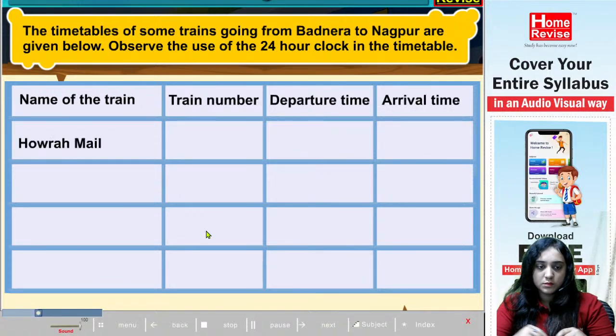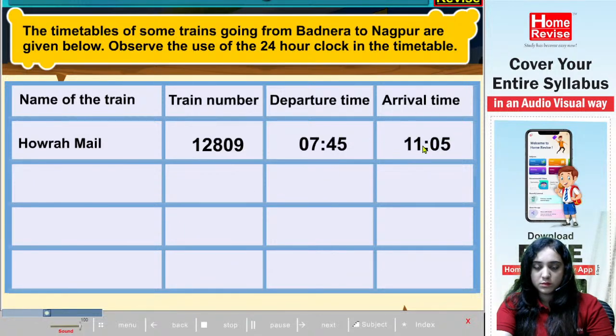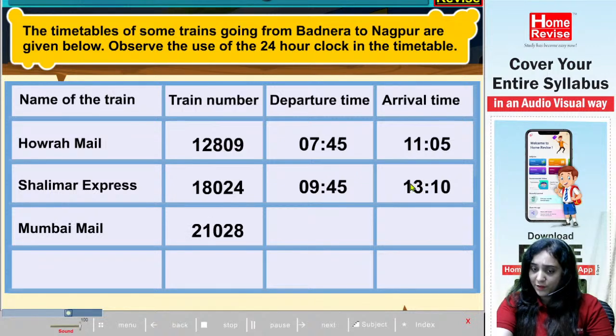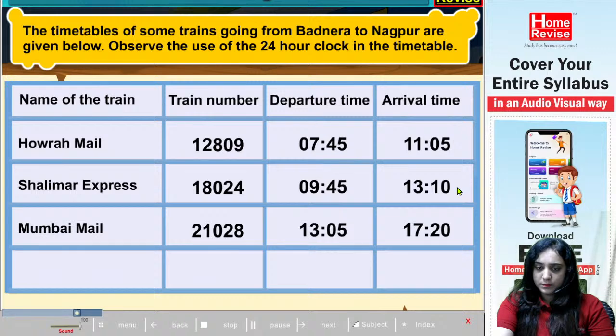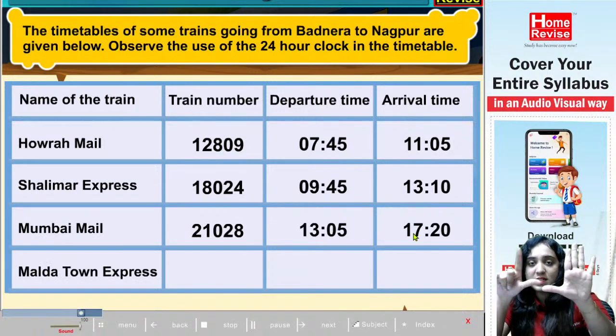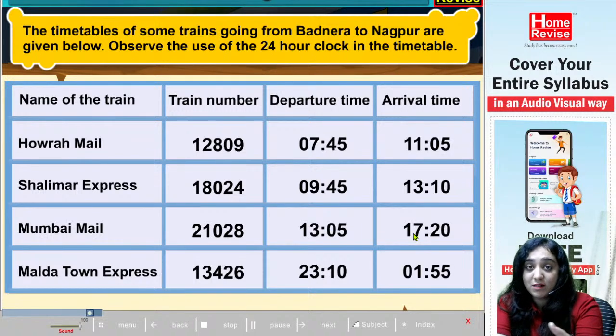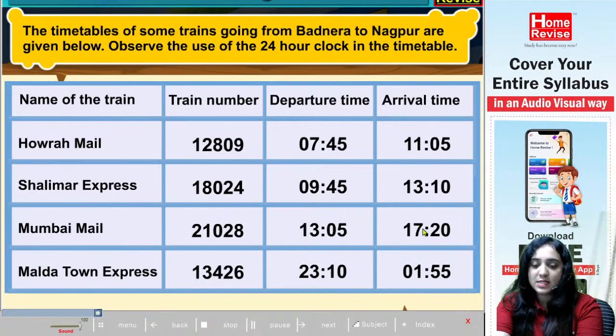Howrah Mail, 12809, 7:45, 11:05. This is the departure and this is the arrival. Shalimar Express, 18024, 9:45, 13:10, which means afternoon 1 o'clock and 10 minutes. Mumbai Mail, 21028, 13:05, 17:20. Malda Town Express, 13426, 23:10, 1:55. This is 1, that means it is night time.